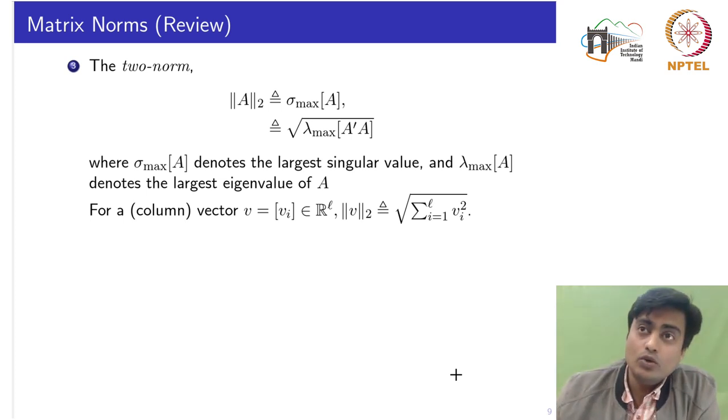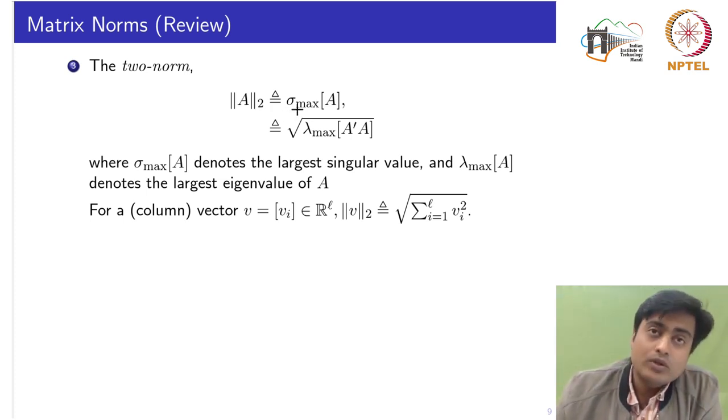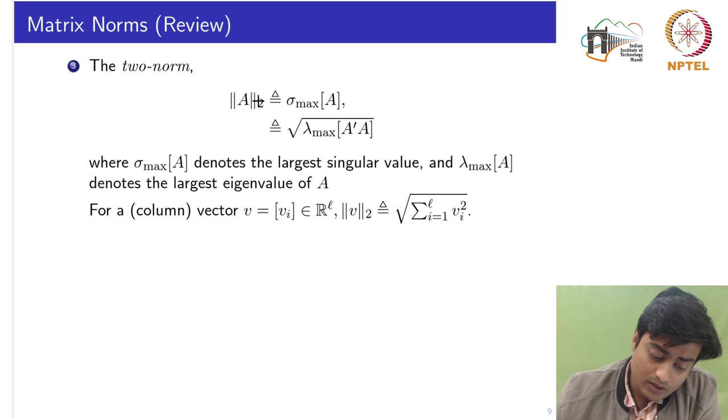Another norm is the 2 norm. So the 2 norm is basically computed by computing the largest singular value of the matrix A. Since we have not studied how to compute the singular values, you can also compute the 2 norm by computing the largest eigenvalue of the matrix, which is given by the multiplication of the transpose of that matrix by itself, and then taking the square root will give you the 2 norm. Now for a column vector, it is given by the square root of the summation of squared elements of that vector, right?